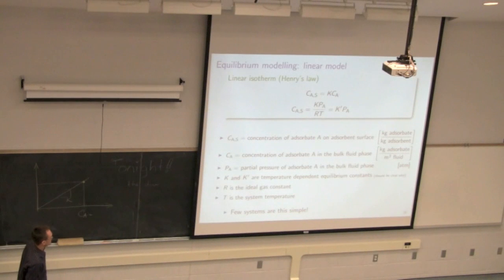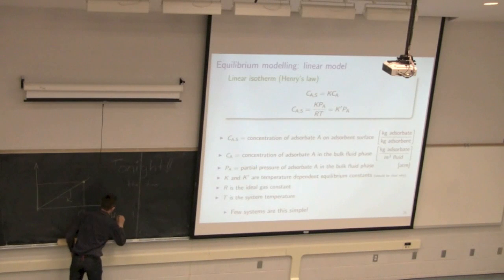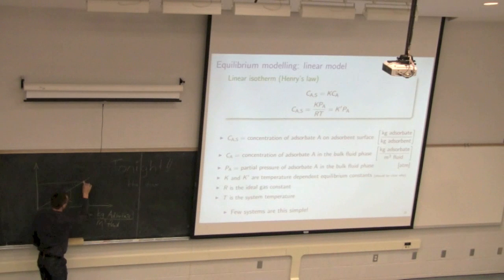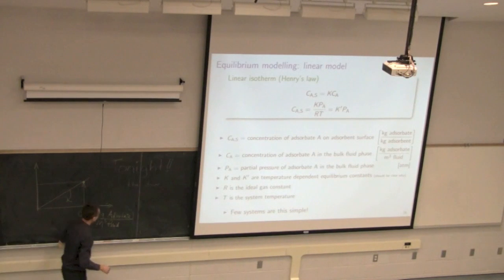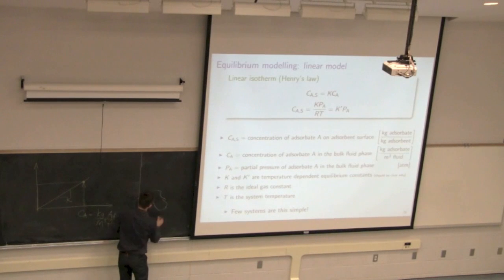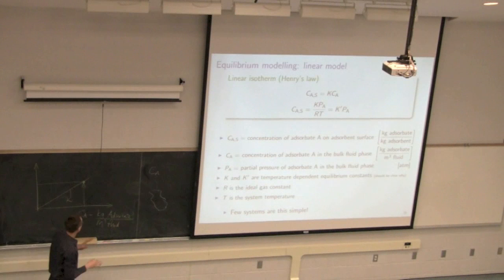It's important to understand the units. It's kilograms of adsorbate per meter cubed of fluid. So this is the concentration in the bulk phase. So if we look at my solid, this is my solid, what I'm attaching to. In the bulk phase, there's the CA concentration, this concentration of adsorbate per meter cubed of fluid.